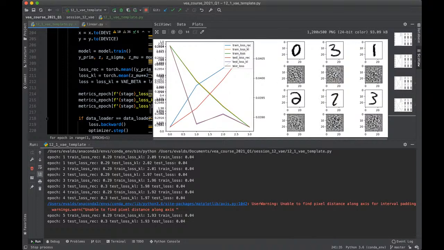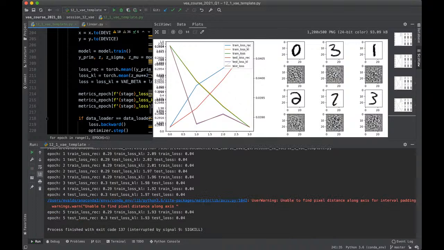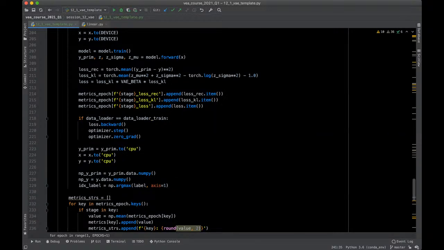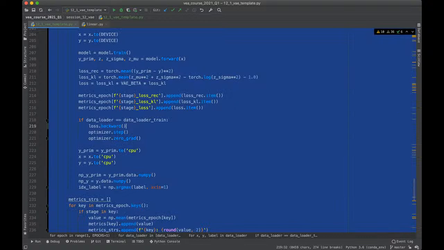I will try to run this on Google Colab probably. Also, I'm hoping that Google Colab will download the dataset. If it will not, then I need to download it myself or use another dataset. And this will be it for today. I will give homework in regards to the variational autoencoder.